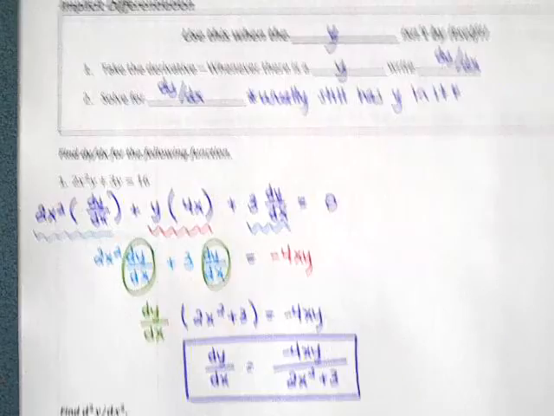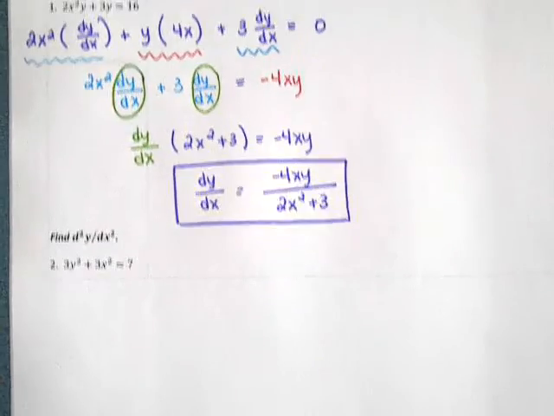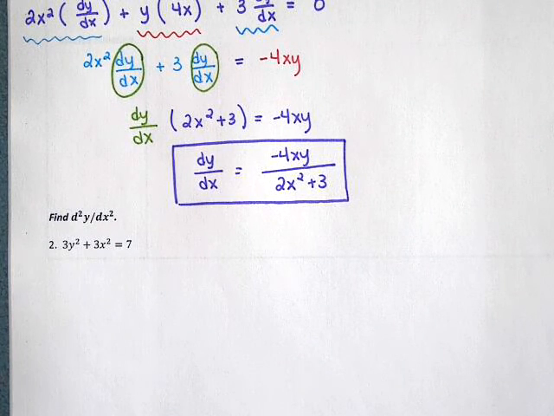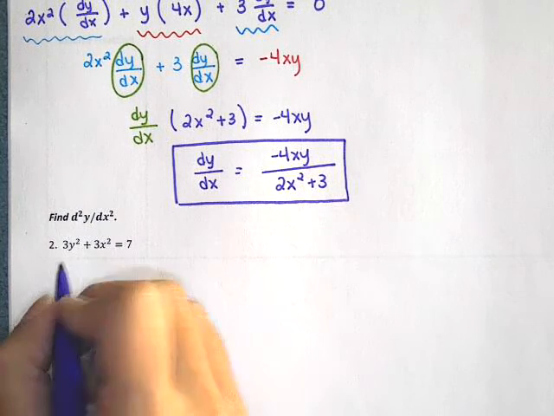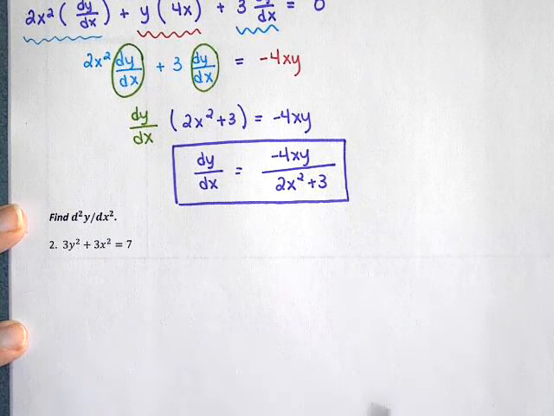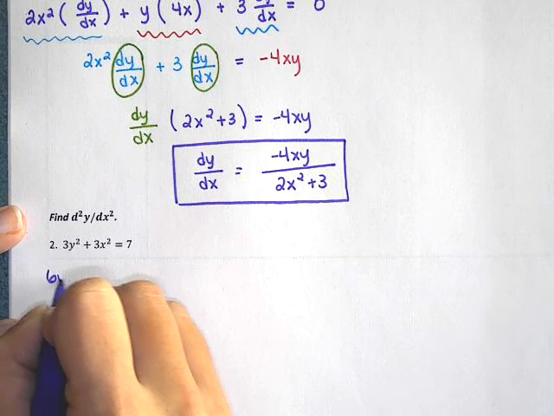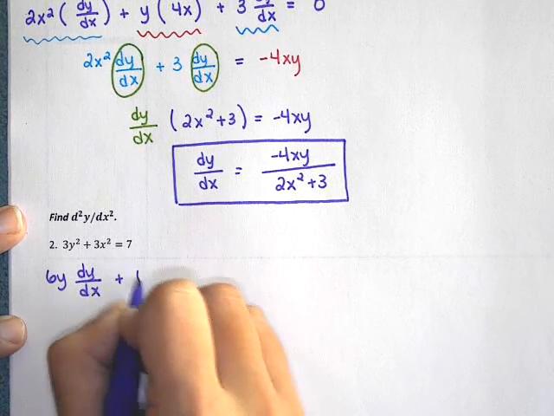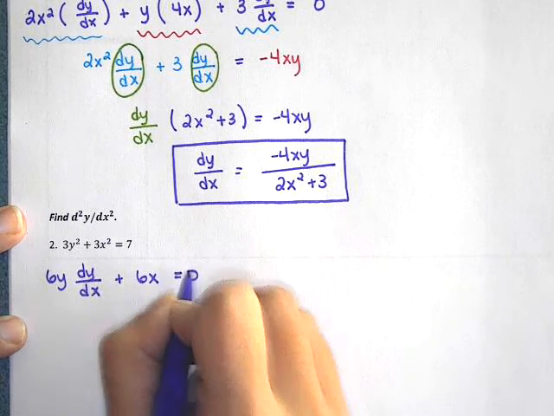Now in problem 2, we're going to practice the same process, but this time it says find d squared y over dx squared. In other words, get the second derivative. Let's start by getting the first derivative. This time I'm not going to need to use product rule, so I'm just going to do 6y times dy/dx plus 6x equals 0.